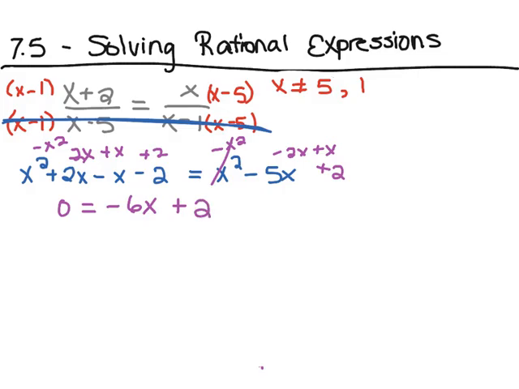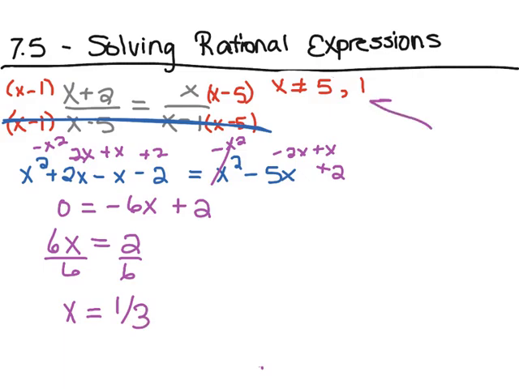So now we can move the 6x to the other side, so we have 6x is equal to 2. Divide by 6, and x is equal to 1/3, because that is not one of our non-permissible values. This is our answer.